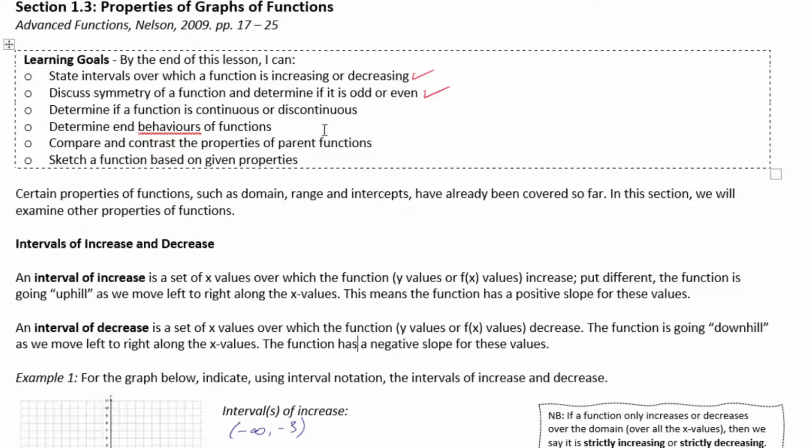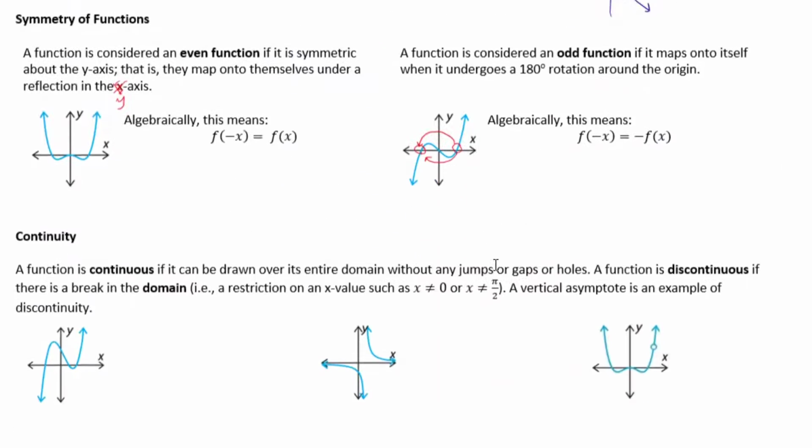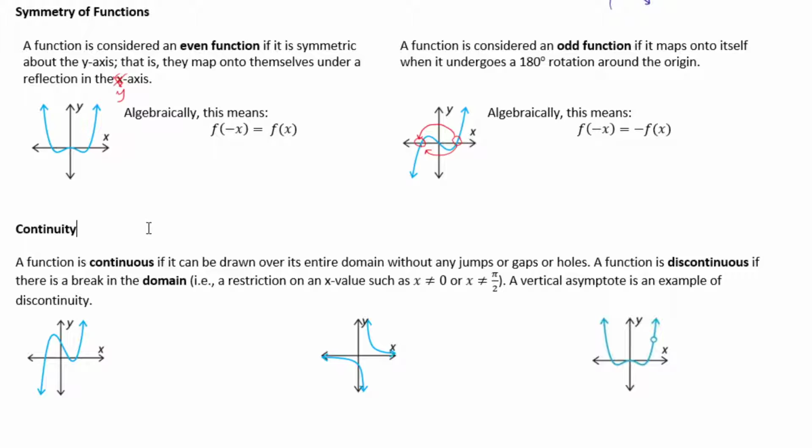So the next learning expectation was to determine if a function is continuous or discontinuous. So let's talk about continuity. A function is continuous if it can be drawn over its entire domain without any jumps or gaps or holes. A function is discontinuous if there is a break in the domain. So if there's some sort of restriction on an x value, such as x can't be equal to 0 or x can't be equal to pi over 2 radians, then we say that it is discontinuous.